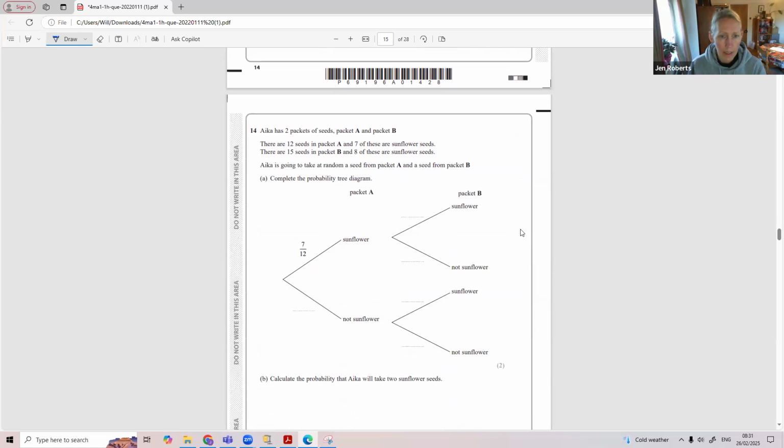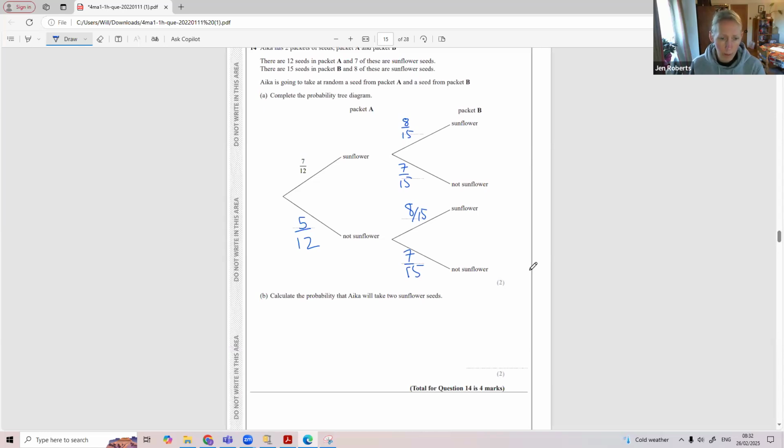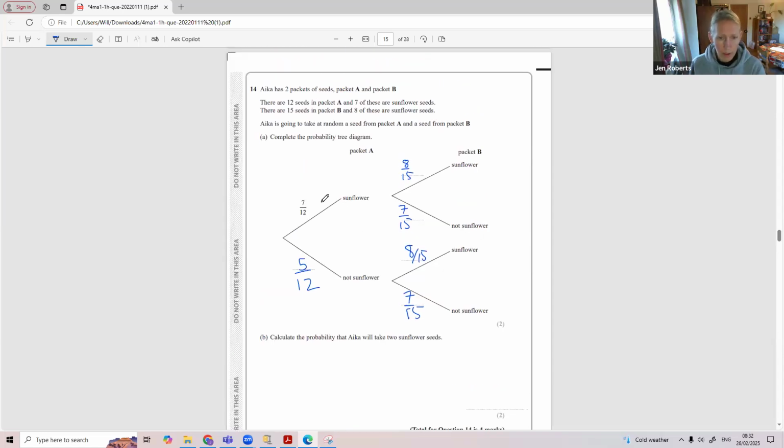Okay, so packet A, 7 seeds of sunflowers out of a total of 12, which would mean this would be 5/12. Packet B, 8 of sunflower, so 8/15, 7/15. Calculate, this is quite a nice simple probability question. Calculate the probability that Ica will take a sunflower and a sunflower seed. You just multiply along your tree. I would just type this straight into my calculator. 7/12 times 8/15 is 14 over 45.